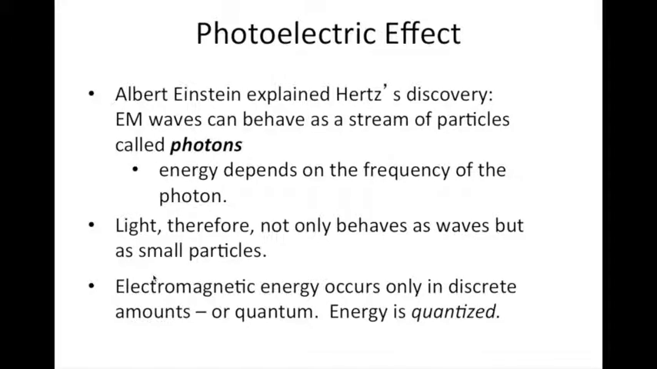Well, Einstein theorized that electromagnetic waves could be thought of as a stream of tiny particles called photons. The energy of the photon depends on the frequency of that photon. So by increasing the frequency of the light, the photon had more energy and it was able to eject that electron. So light, therefore, not only behaves as waves, but can also be thought of as small particles.